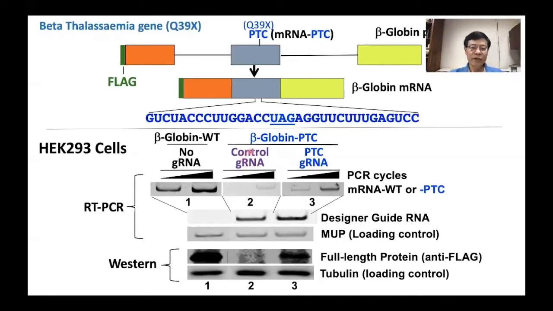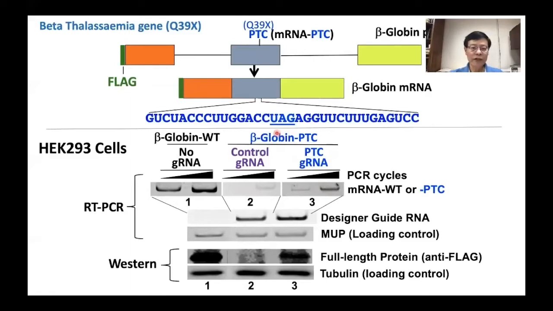Now, in the presence of the control guide RNA, we see the messenger RNA level is really low, which is not surprising because NMD degrades PTC containing messenger RNA. At the protein level, again, we don't detect any protein, which is also expected. But in contrast, when we co-transfect with the PTC specific guide RNA, now we detect about 20% messenger RNA, and we also detected the protein, about 10% recovery. Okay, so this is done in the beta-globin gene.